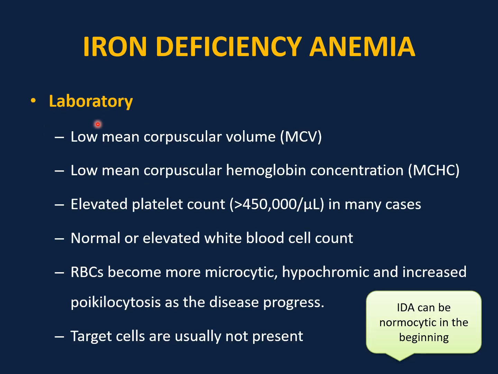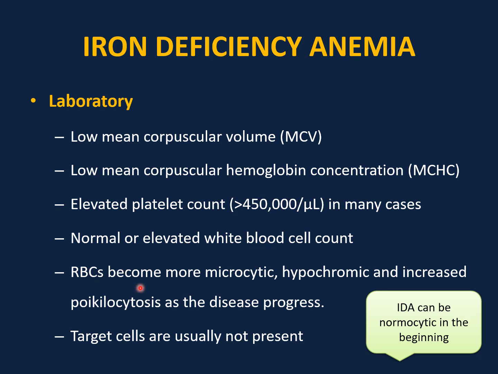Laboratory findings are very important to be able to identify iron deficiency anemia. Low mean corpuscular volume, so the MCV will be microcytic, but remember that in the beginning of iron deficiency anemia, MCV can be normal, so a normal MCV does not rule out iron deficiency anemia. Low mean corpuscular hemoglobin concentration, so the MCHC will be low. Platelet count can be elevated, but in the beginning can be normal. It will be more than 450 like in the previous case. Normal or elevated white cell count.